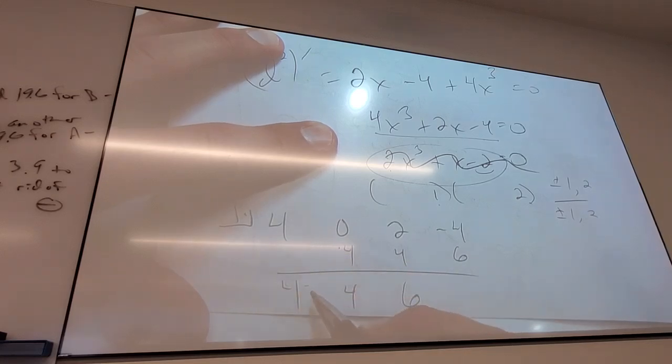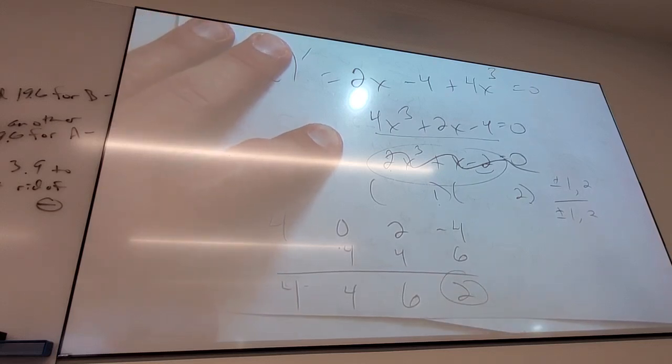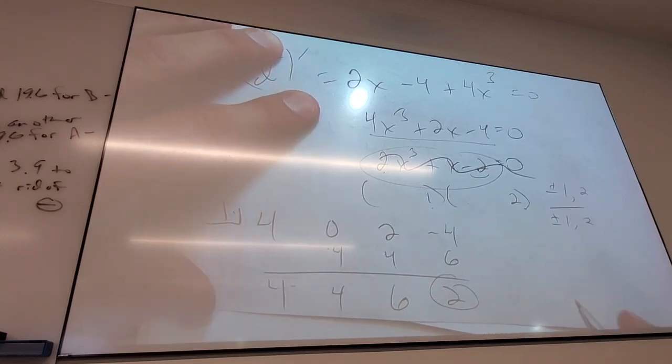So you bring this down. 1 times 4 is 4, add. 1 times 4 is 4, add. 1 times 6 is 6, add. How do I know it didn't work? Because this is not 0, so it didn't go in evenly.